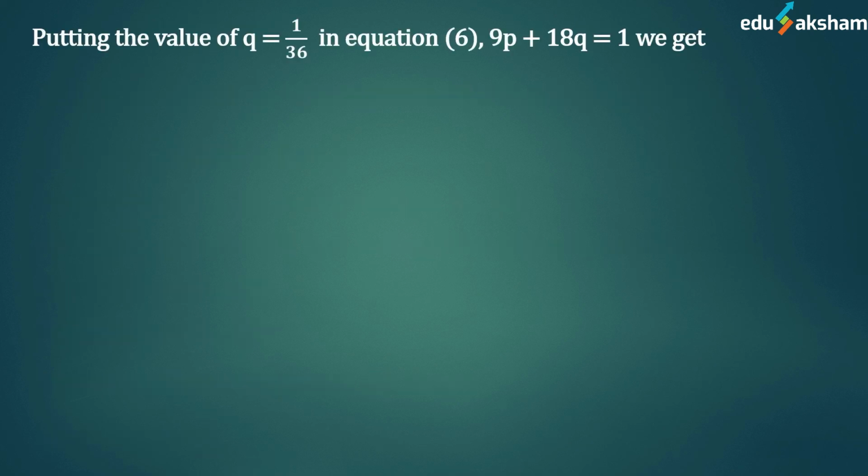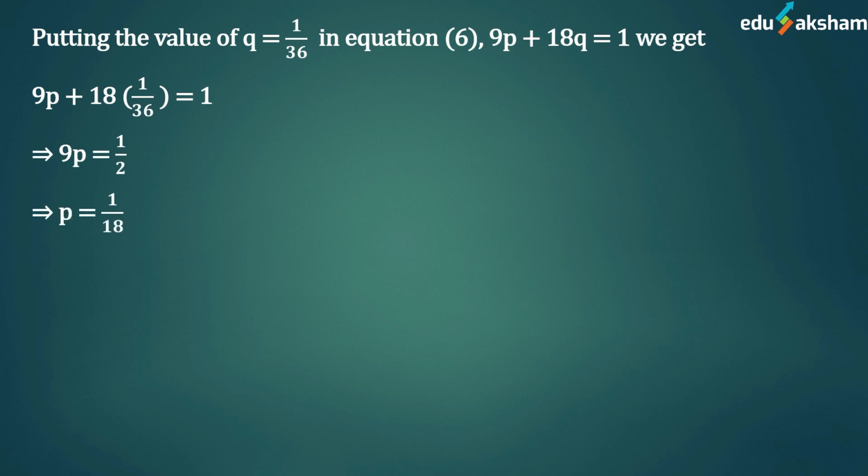अब q के इस वैल्यू को अगर हम equation 6 में पुट कर दें, which is 9p plus 18q equal to 1, तो हमें मिल जाएगा 9p plus 18 times 1 by 36 equal to 1. इसे सिंप्लीफाई करके हमें मिलेगा 9p equal to 1 by 2 and हमें p की वैल्यू मिल जाएगी 1 by 18.